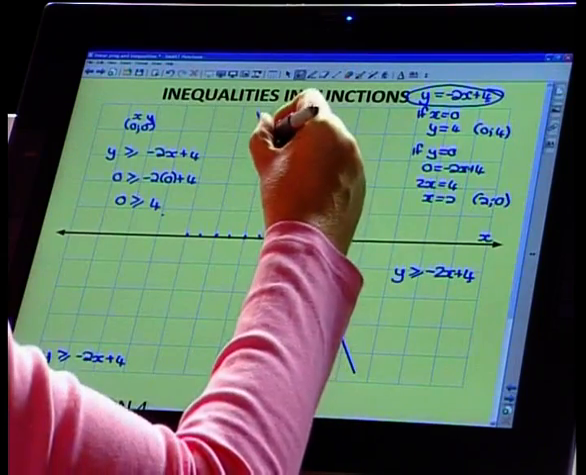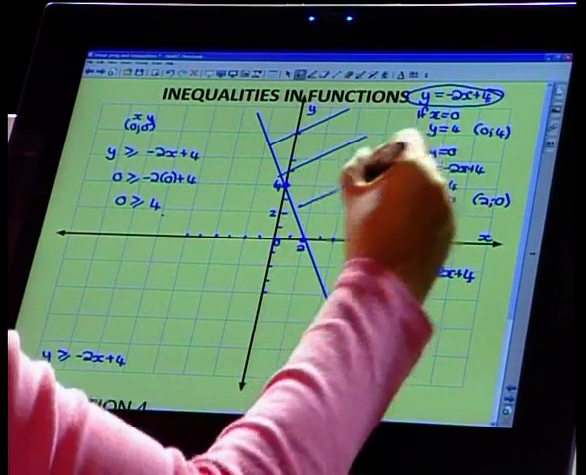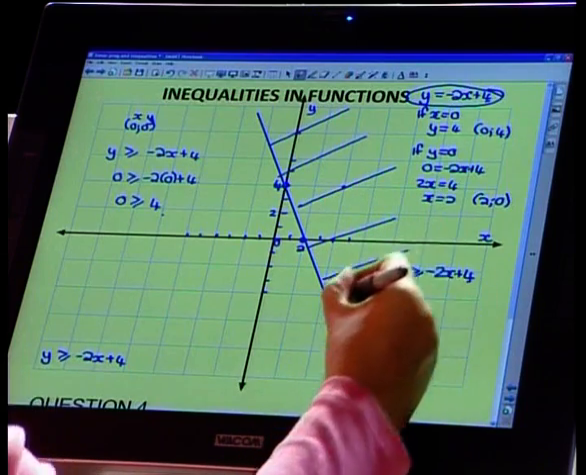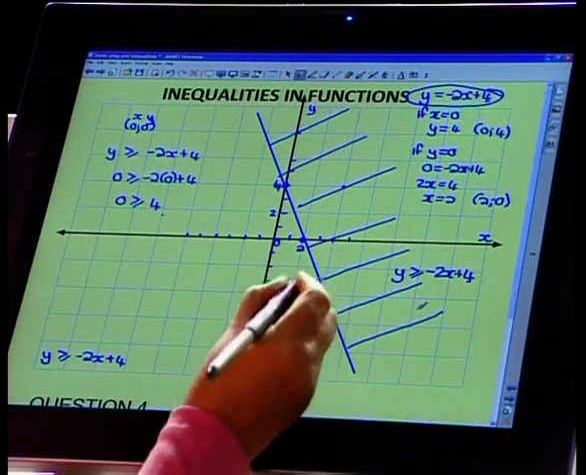Well, is 0 greater than or equal to 4? And it clearly is not. So therefore, that cannot be in the solution I want. So by default, if I can't have this solution, I must have this solution. And so I would shade there. Okay.